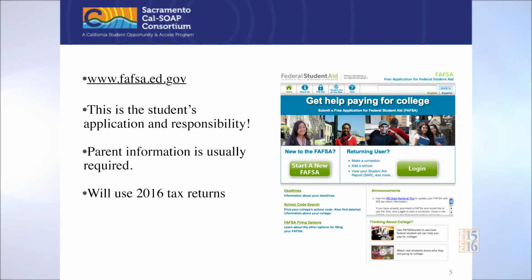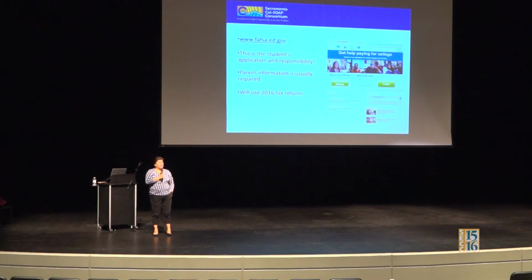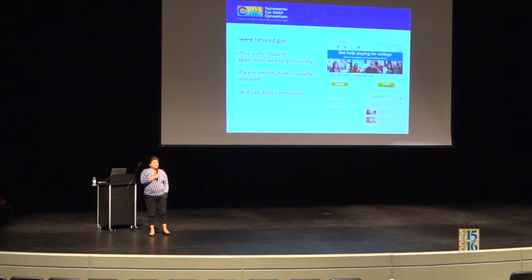So parent information is usually required. I could talk a whole hour about who's included in the FAFSA. All I'm going to tell you right now is that for FAFSA purposes, a student is considered dependent until the age of 24. So until the student is 24 or receives a bachelor's, the student will be asking you, the parent, for parent information. Parent information should be included in the FAFSA until the student is 24. That's the rule for the FAFSA.